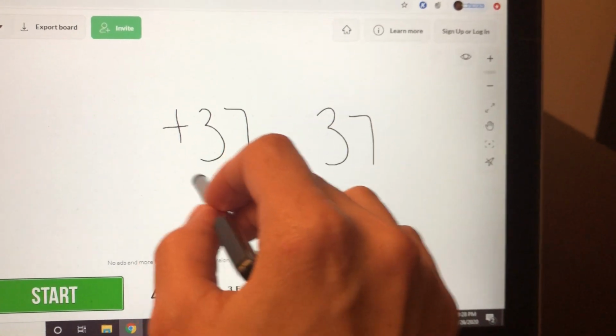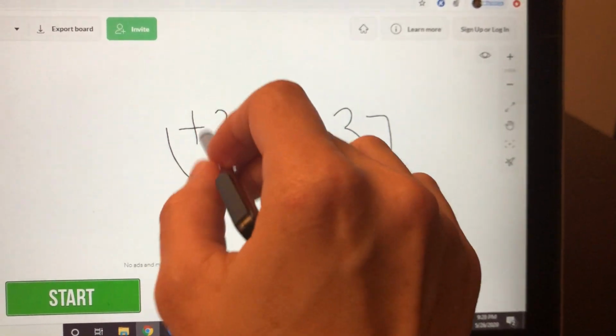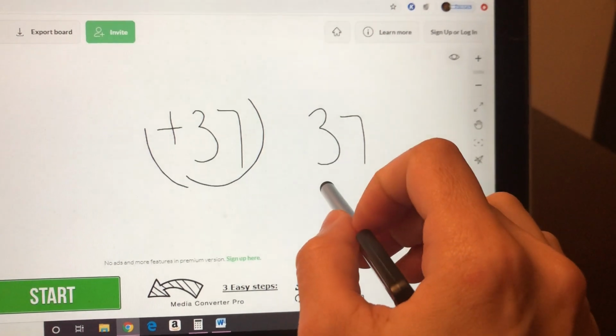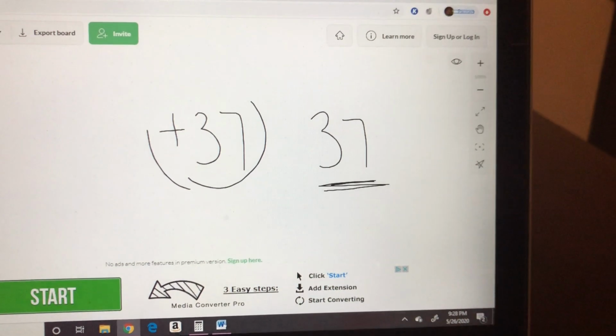I'm going to tell you from now, we don't really use this. With the little plus symbol in the front, we use the regular standing alone number, okay, just to symbolize a positive number.